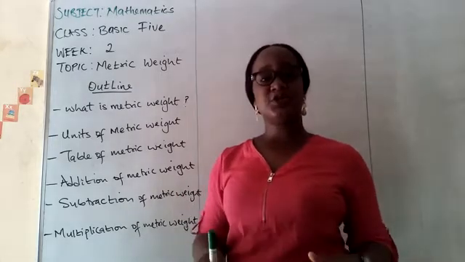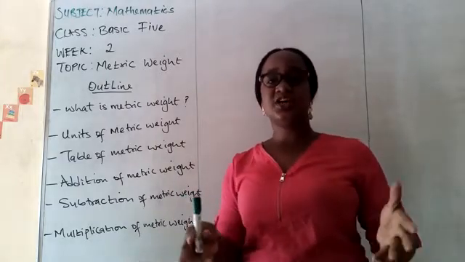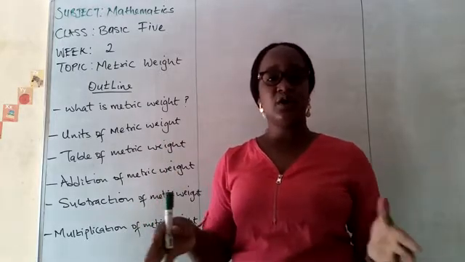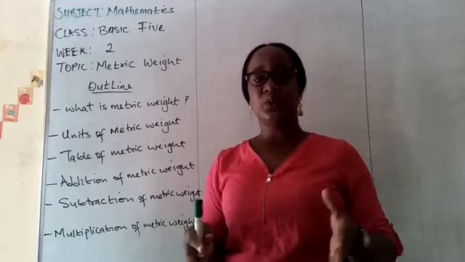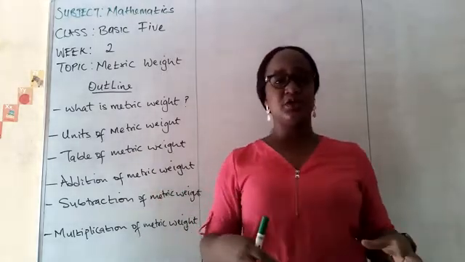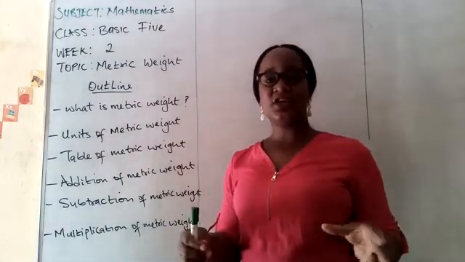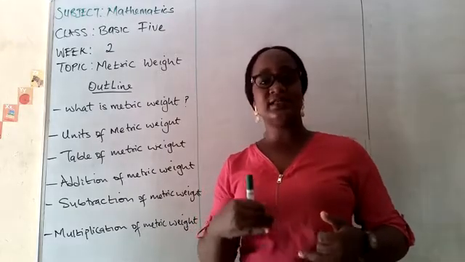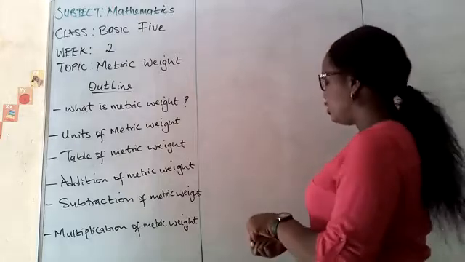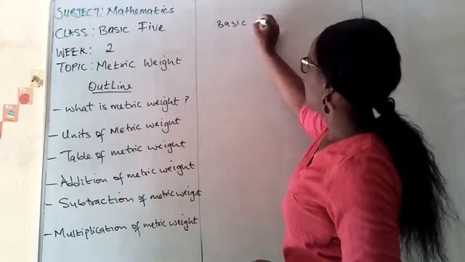So all our calculation, be it addition, subtraction, multiplication, or division, is just on calculating how heavy or how light an object is. Talking about the units of metric weight, we have the basic units as kilogram and gram. These are the two basic units. I said we have our basic units as what?